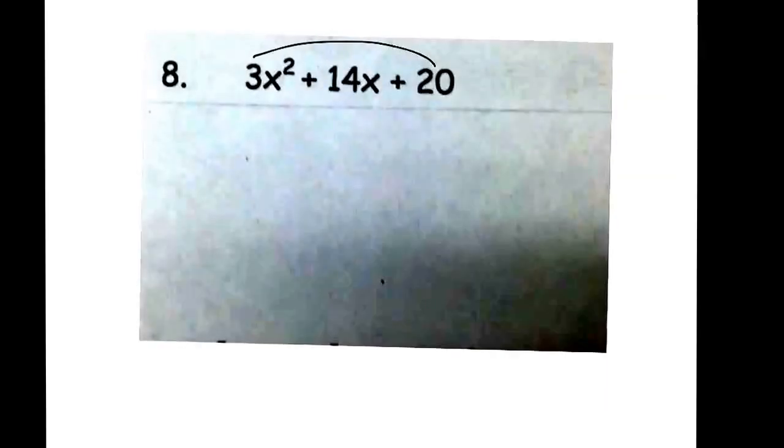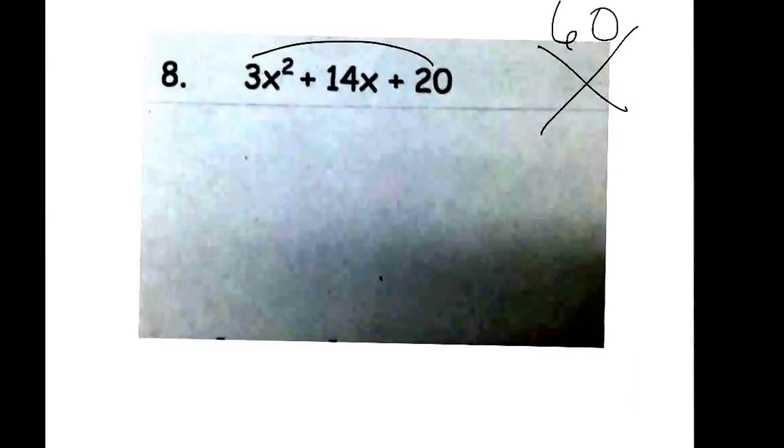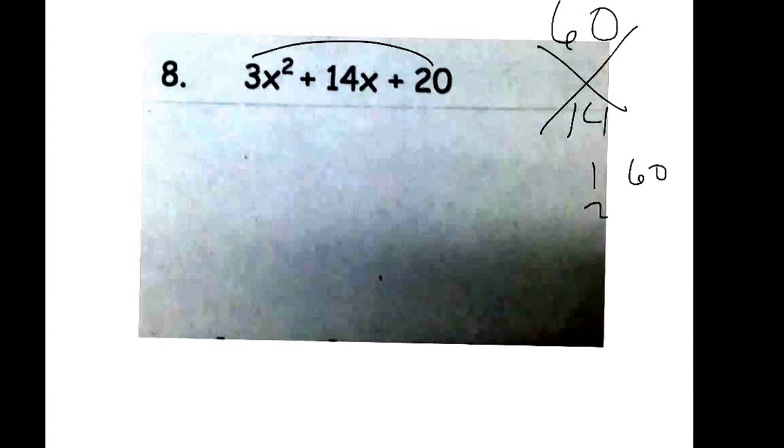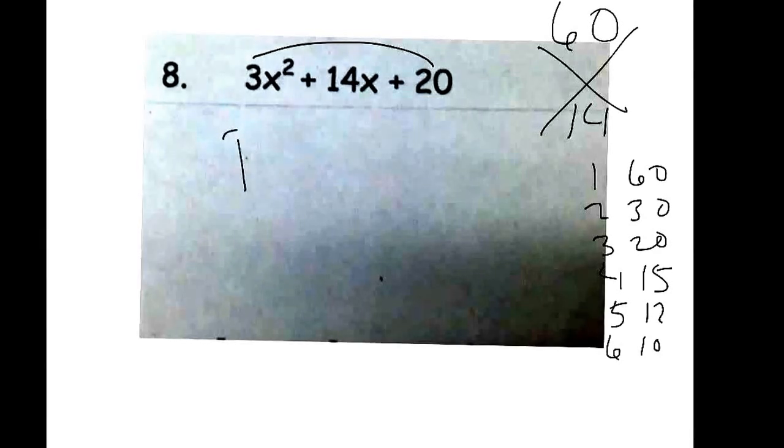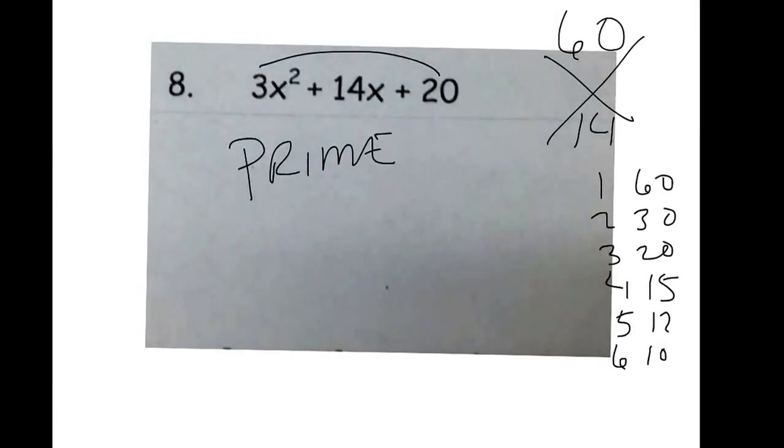3 times 20 is 60. To make 14. So I had a hard time with the numbers 60. That's 1 and 60, 2 and 30, 3 and 20, 4 and 15, 5 and 12, 6 and 10, and then I think it starts to repeat after that. And none of those make 14 no matter what. And so this one is prime. This is unfactorable.